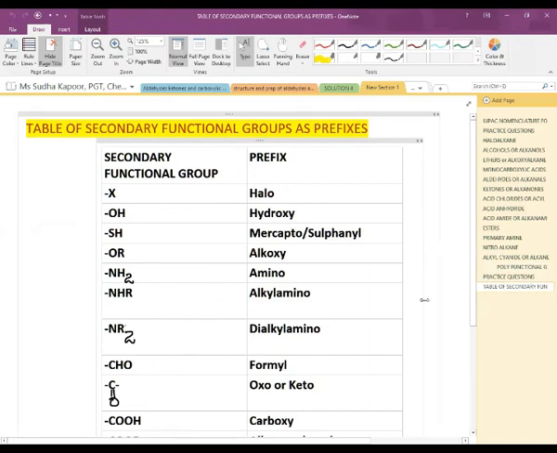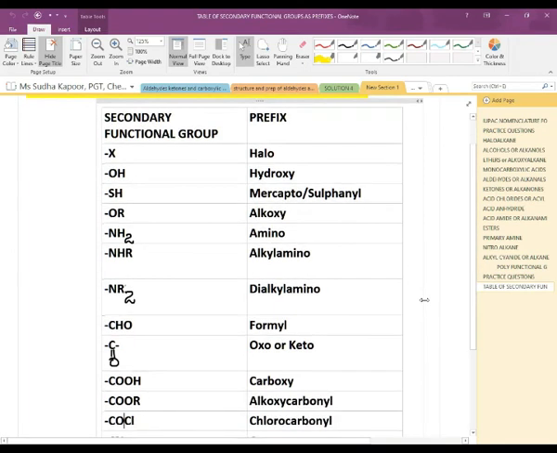For the ketonic group, we will be using the prefix oxo or keto, as we have just done in the practice questions. So dear students, revise this table for the purpose of when polyfunctional groups are present in the same carbon chain. This is going to be very helpful for you while the nomenclature is going on. So we have done so much work in this video: nomenclature of functional groups, then their IUPAC system, and the case of the polyfunctional group.